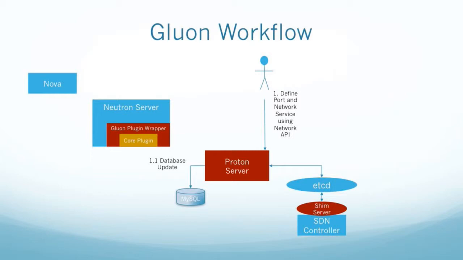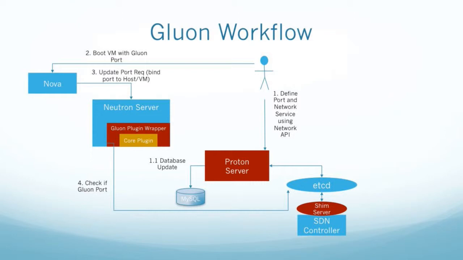At this point, the shim layer doesn't have to act on it because the port's not really bound to anything. But now you actually want to use that port, so you use normal Nova mechanisms to create the VM and bind it to that port. That goes to Neutron server, and then the Gluon plugin wrapper will intercept that port update method. It'll check to see if this is a Gluon port. In this case it is, so it'll format a port bind request, REST call to the Proton server.